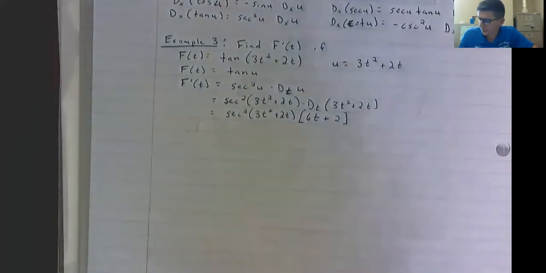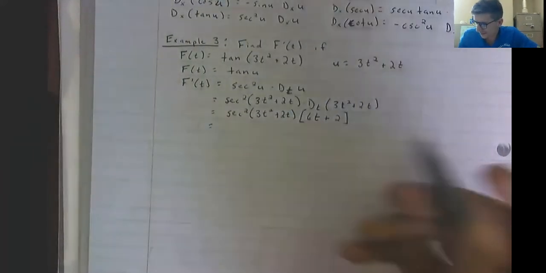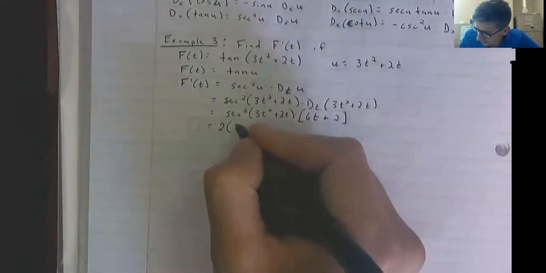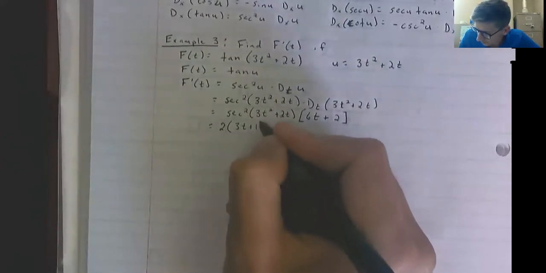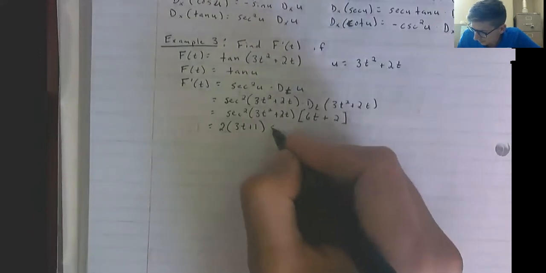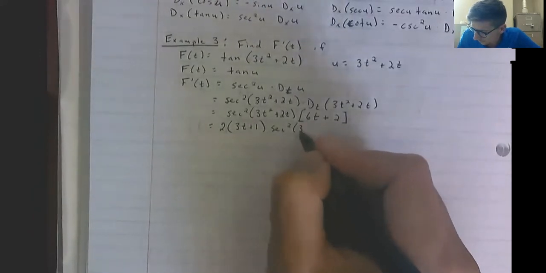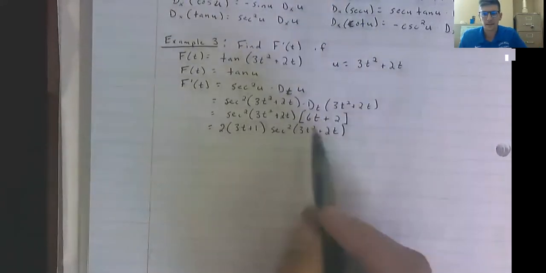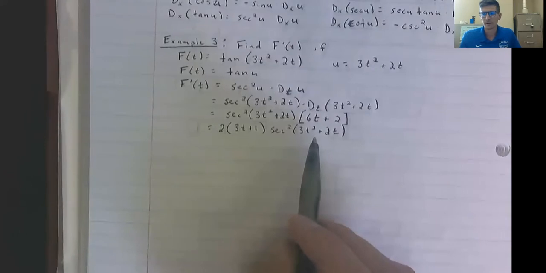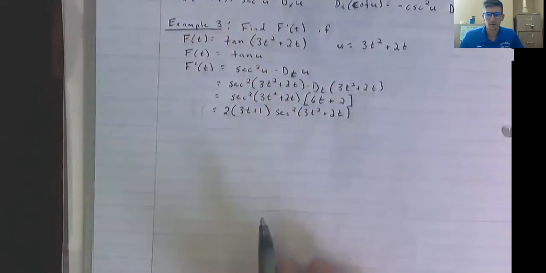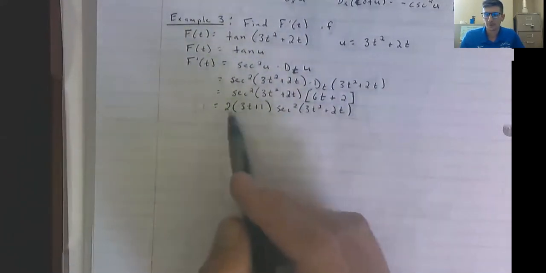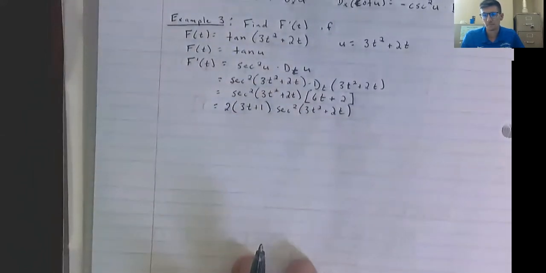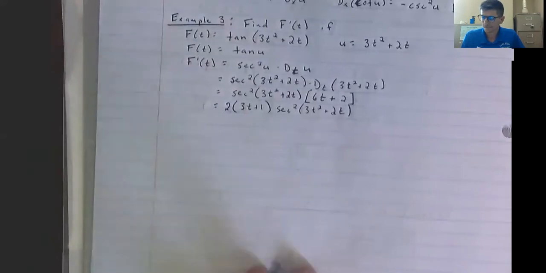And if we want, we could rewrite this a little nicer, I guess. We could maybe say that this is twice 3t plus 1 times the secant squared of 3t squared plus 2t. It's usually nice not to have things after a trig function, just to keep clear what is in our argument and what is outside of our argument. This is outside. Okay, chain rule, trig, no big deal.